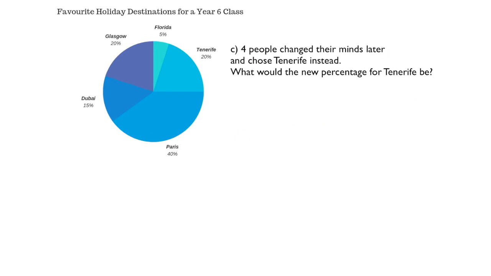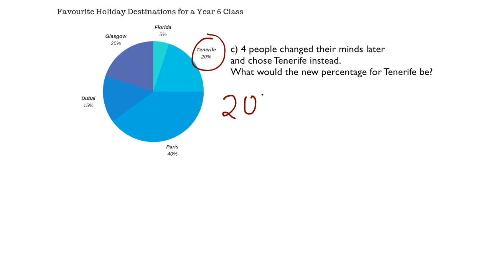Okay, and one more question. Here we have part C. 4 people changed their minds later and chose Tenerife instead. I wonder if they changed their mind from Glasgow. Anyway, what would the new percentage for Tenerife be? So at the moment, Tenerife is representing 20% of the pie chart.